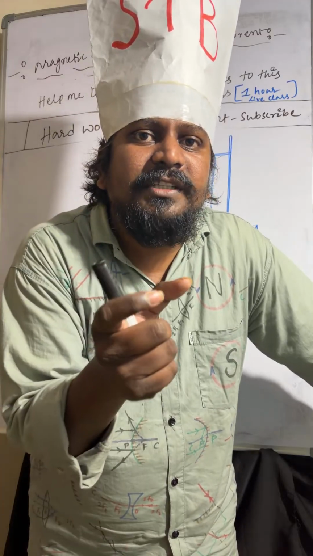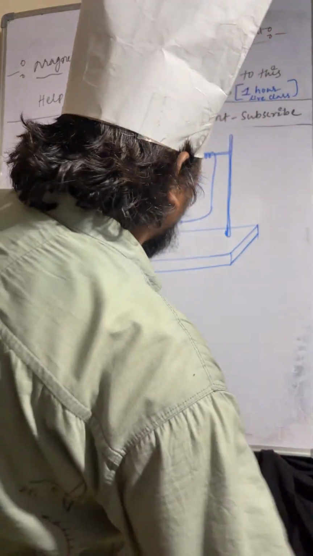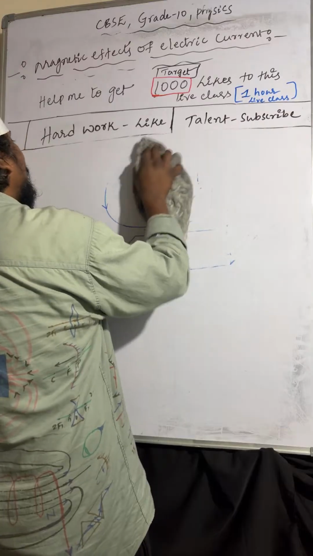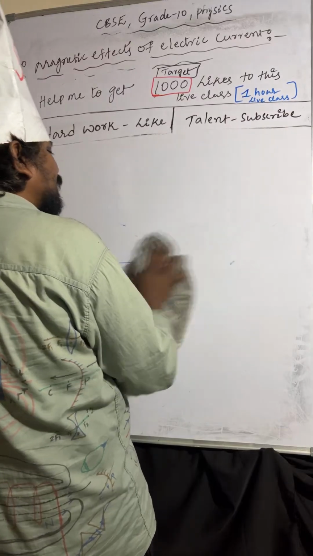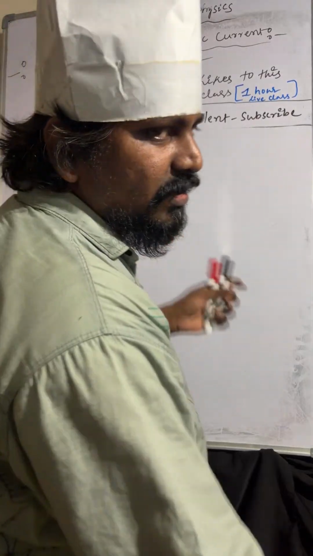So the positive terminal is red. The positive terminal is red in color. The negative terminal is black in color. Okay.